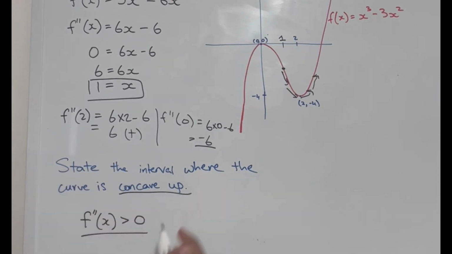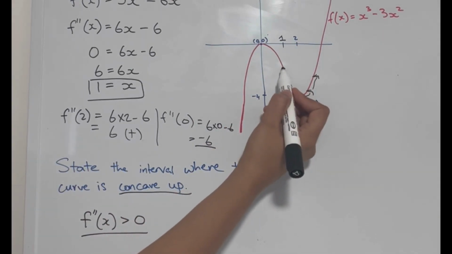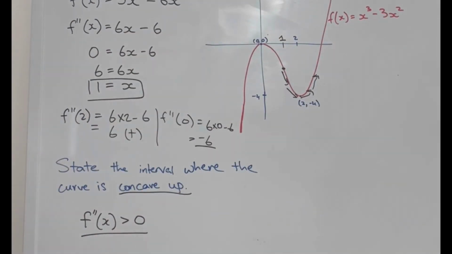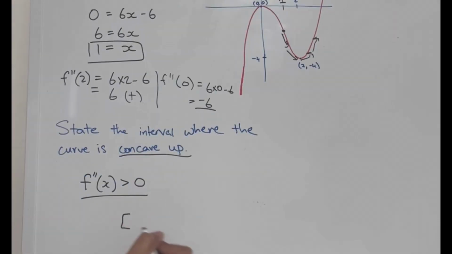So we can say the interval is concave up starting at x equals 1, and then it keeps doing that forever. So the interval for it being concave up is going to be from 1 to infinity.